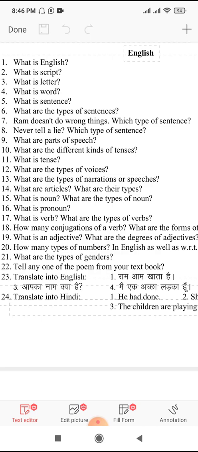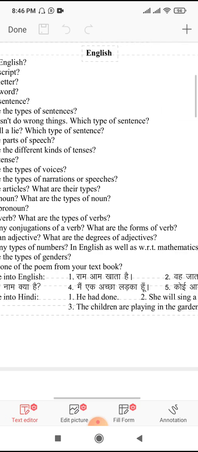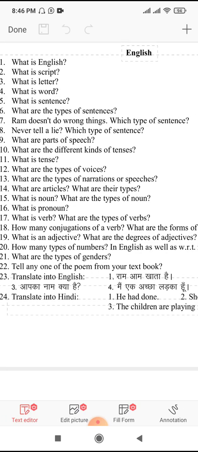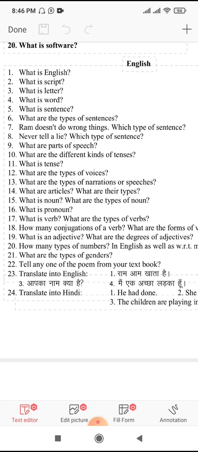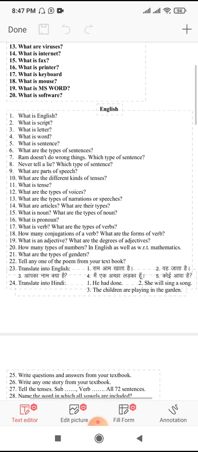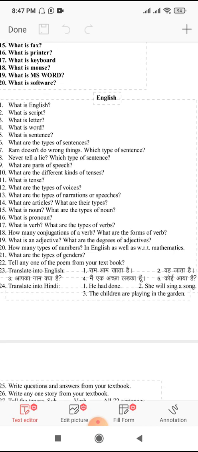How many conjugations of the verb? What are the forms of the verb? The conjugation of the verb means the types of forms of the verb: first form, second form, and third form. That is, present form, past form, past participle form, and present progressive form. So go, went, gone. Go means jata, went means gaya, gone means जा चुका, and going means जा रहा. So these are the conjugation of the word.